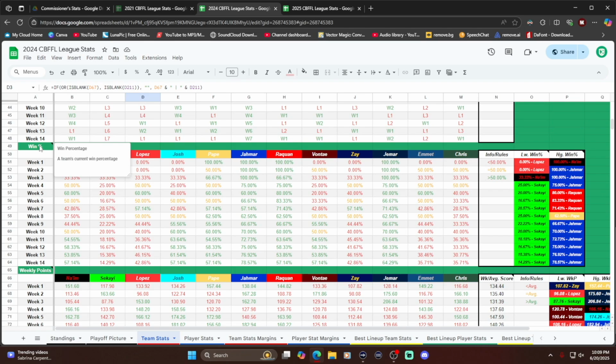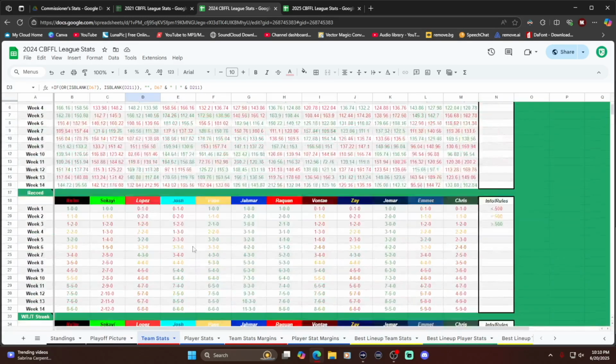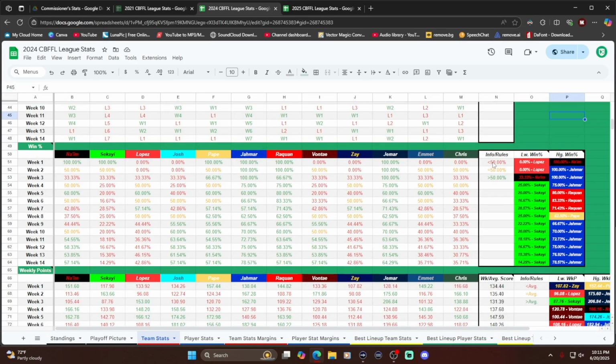Win percentage, self-explanatory again. The team's current win percentage. So everybody throughout the season, as you can see, Josh ended with a 57.14 win percentage, and that record was 8-6. As you can see, if you're below 50, red, at 50, yellow, above, green. Self-explanatory.